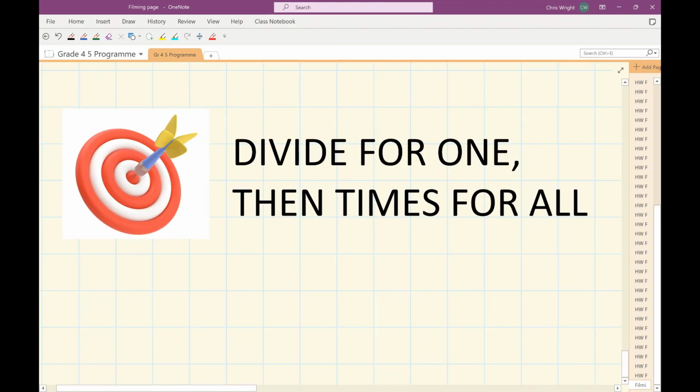So what do you need to remember when you're solving questions which involve proportion? Well, you divide for 1 and then times for all.